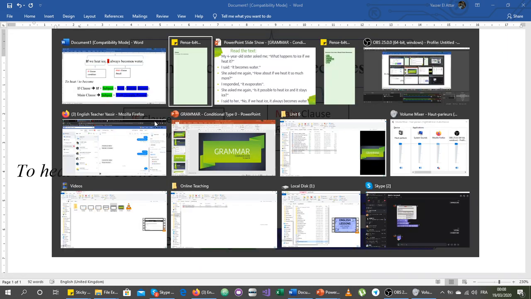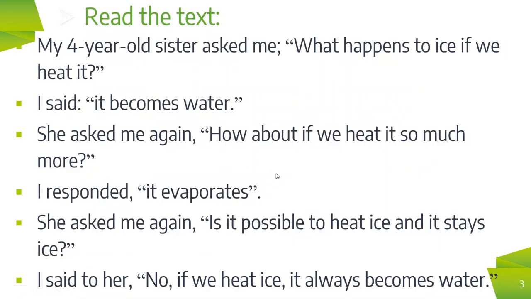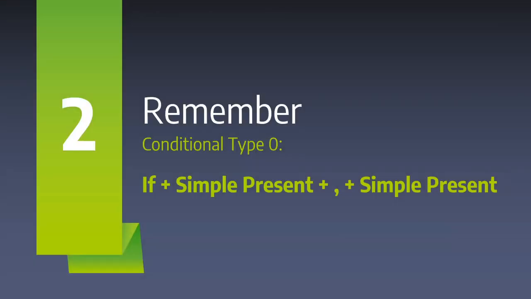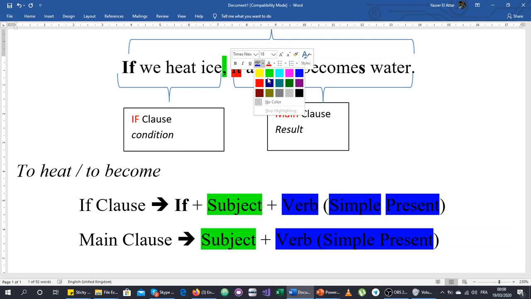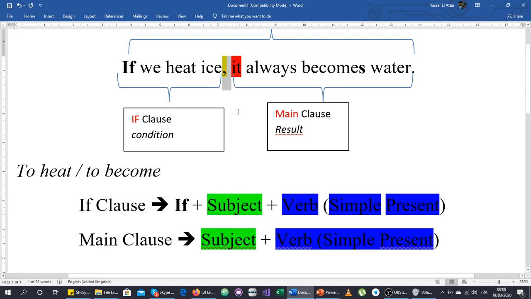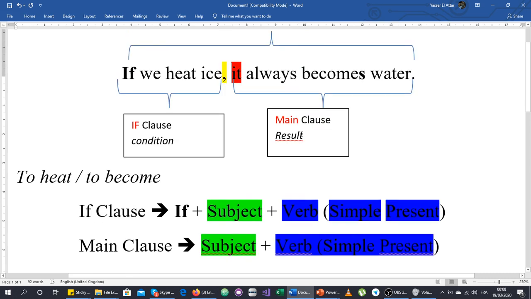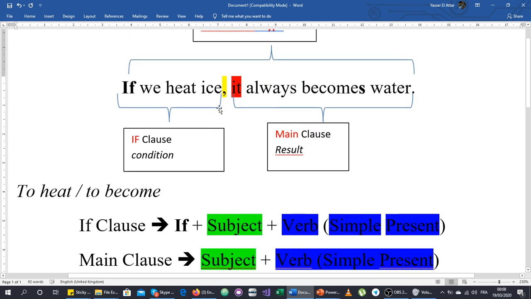Okay, let's go back to this. Remember this one, conditional type 0. We start with if, the verb in the simple present. Something very important: the comma. We have to put a comma here. This comma is very important in this case. But the comma is not necessary if we start with the main clause. We can change them. We can start with the main clause, then the if clause. How is that? Like this.